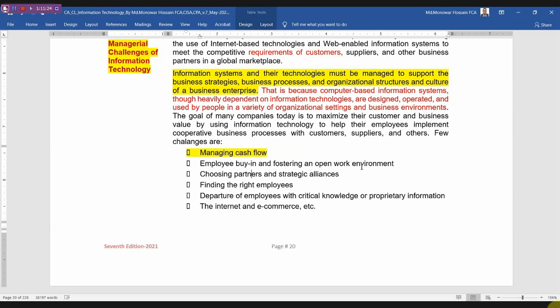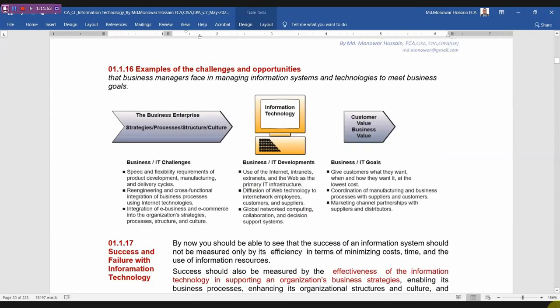organization. So employees buy-in, a focus on an open work environment, choosing partners in a strategic alliance, finding the right employees for the right work or the right department, critical knowledge, etc., and the internet and e-commerce, etc. So these are the vital challenges of information technology. And here is an example of challenges and opportunities of information technology.